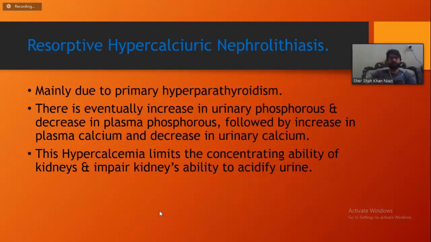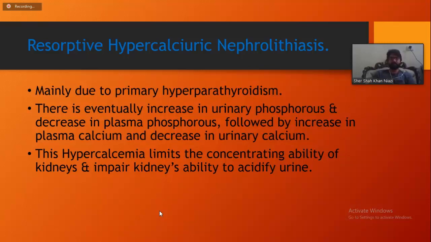This is mainly due to primary hyperparathyroidism. There is increase in urinary phosphorus and decrease in plasma phosphorus, and vice versa for the calcium, because the plasma calcium gets increased and the urinary calcium gets increased. This hypercalcemia limits the concentrating ability of the kidney and the kidney's ability to acidify urine.